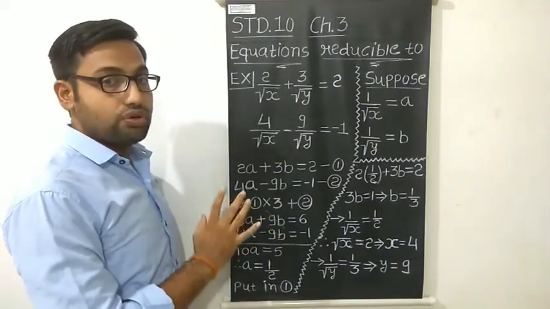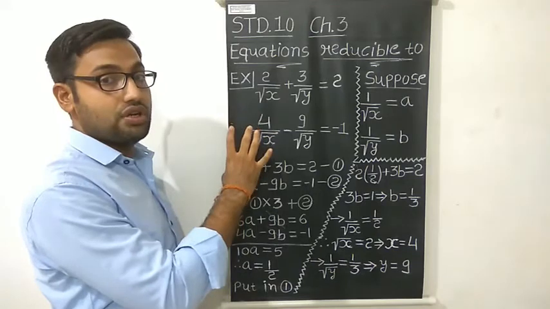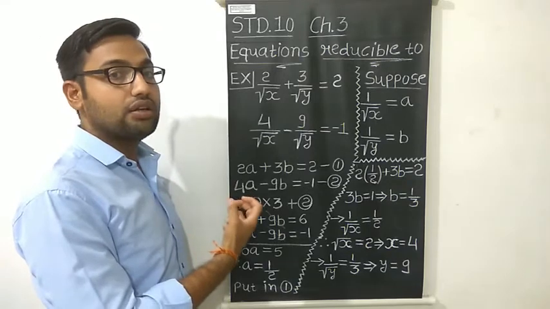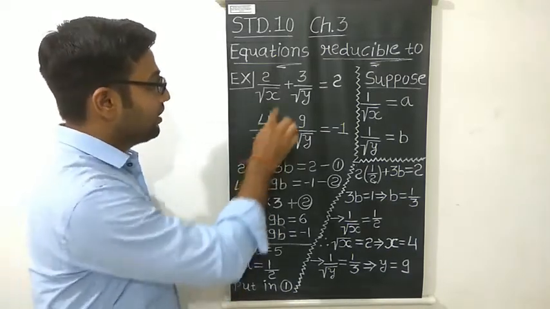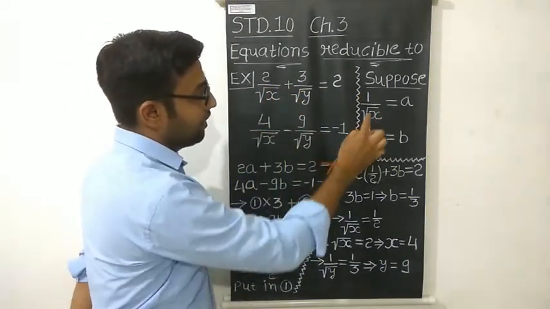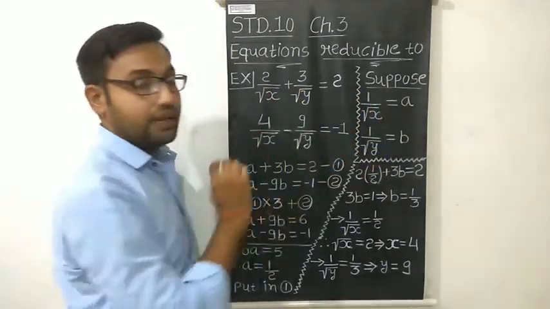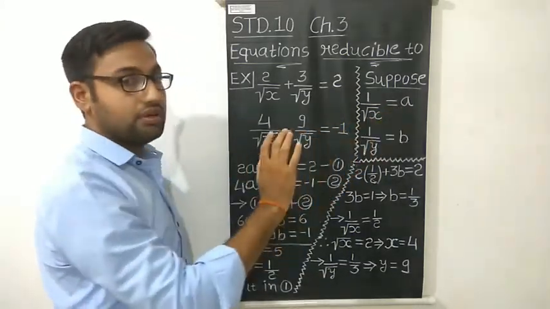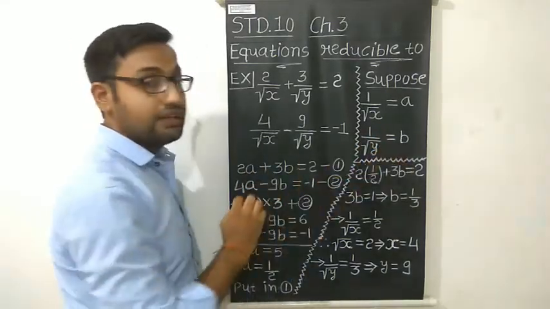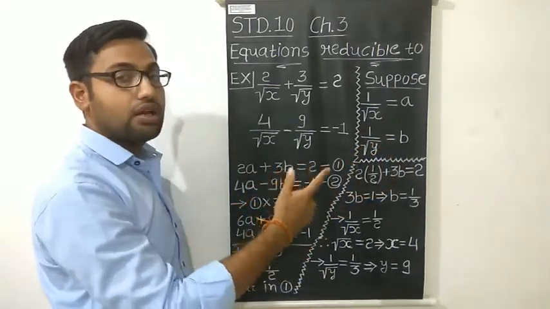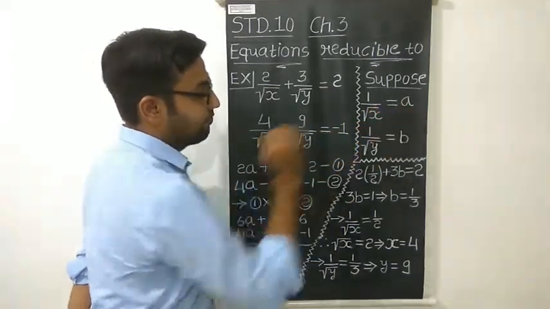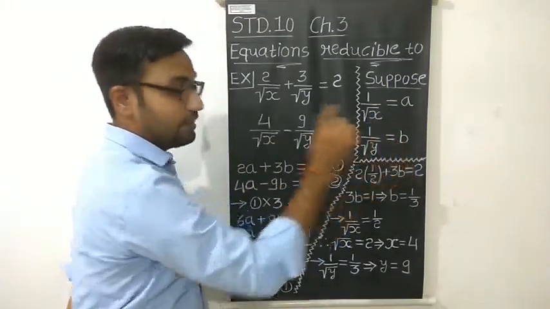To make this kind of equation a pair of linear equations, we will take other variables. We can suppose that 1 upon root x is equal to a. Now a is another variable. In the same way, 1 upon root y is equal to b. Again, b is another variable. So instead of 1 upon root x, we can take a, and instead of 1 upon root y we can take b.